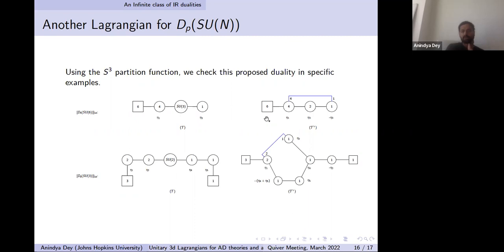So for D4 SU6, this is what I had, and this is what the USU Lagrangian looks like. And the D9 SU3, that's a little more complicated, but these are the two dual theories. So I want to emphasize that this is not mirror symmetry. So tau and tau check are not mirror to each other, but they are IR dual, which means that the Coulomb branch maps to Coulomb branch, Higgs branch maps to Higgs branch.